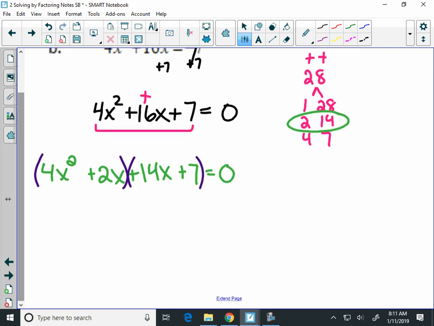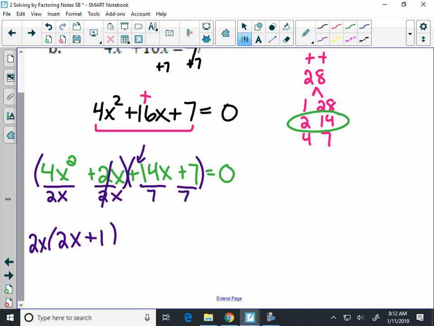So from the first group, I pull out a GCF. It looks like I have a 2x in common there. So I pull the 2x out in front, and I'm left with 2x plus 1. Anything divided by itself is 1. In the second group, the third term is positive, so my GCF is positive, and it looks like I'm going to pull out a 7. When I pull out a 7, I'm left with 2x plus 1. Remember, 7 divided by 7 is 1, equals 0.